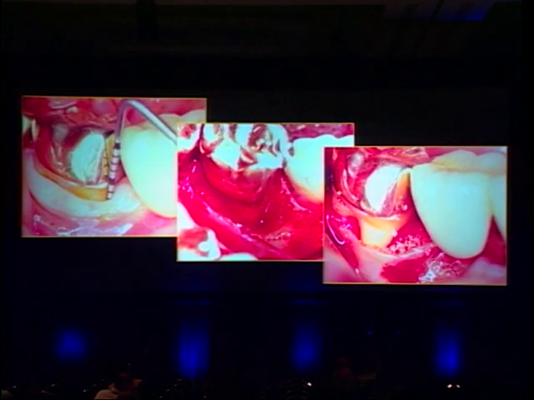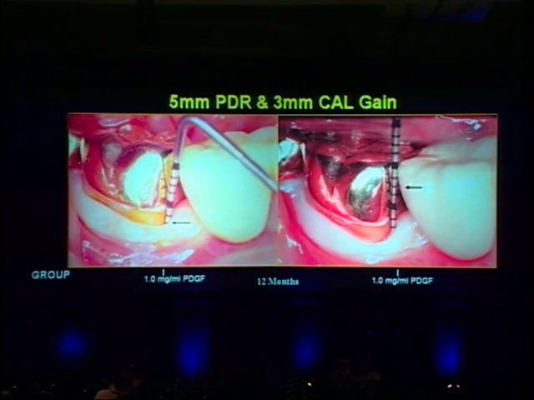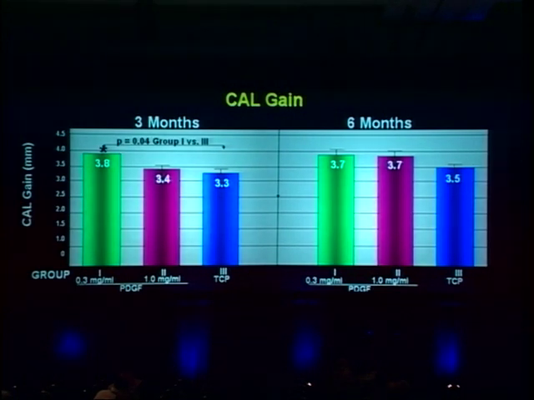Another one of our patients, kind of a shallow 2-3 wall defect, debridement, placement of the graft, and at a year we've got 5 millimeter probing depth reduction and a 3 millimeter CAL gain, which is very typical to what the study showed. You've seen this slide a couple of times this morning. I won't dwell on it.